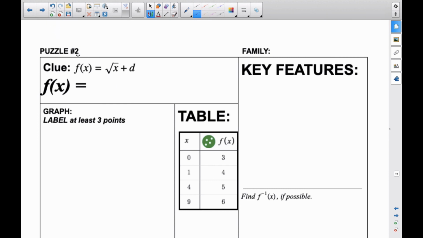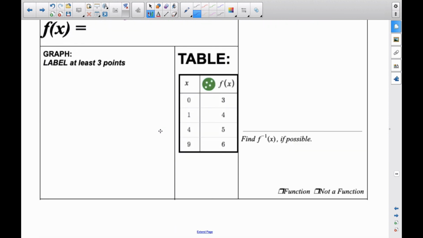To start you off on puzzle 2, well, here is something going on. I know that this here is going to be a vertical shift by some value. In order to find it, look at my clue here. I have this table and I have coordinates. So I would plug 0 in for x and 3 in for y. I would get 3 is equal to the square root of 0 plus d. And then you can find your equation, and then you can find the rest.